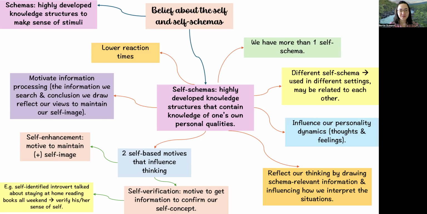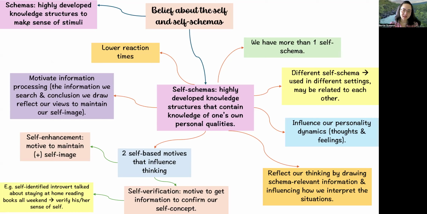Self-schemas motivate information processing. The information we search and the conclusions we draw reflect our views to maintain our self-image. Two self-based motives influence thinking. There are two of them, self-enhancement and self-verification. What is self-enhancement? Self-enhancement is a motive to maintain positive self-image.